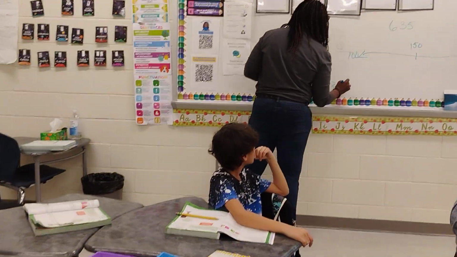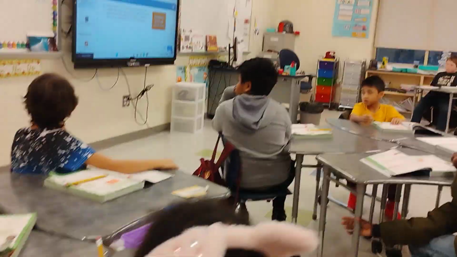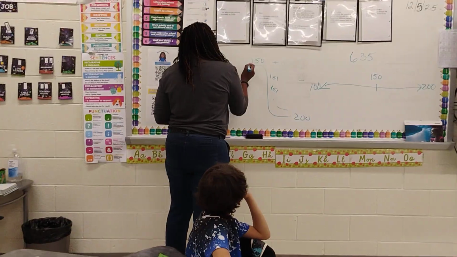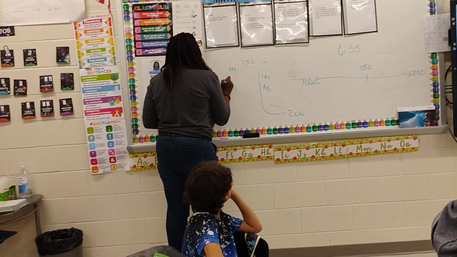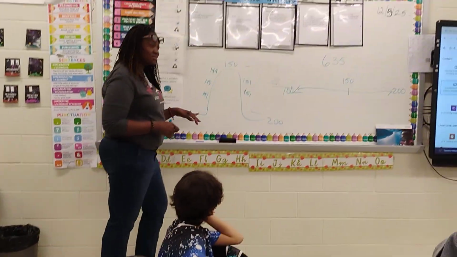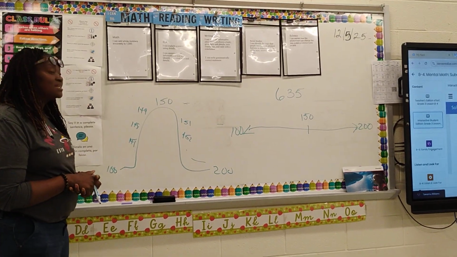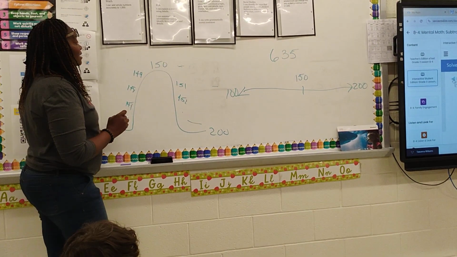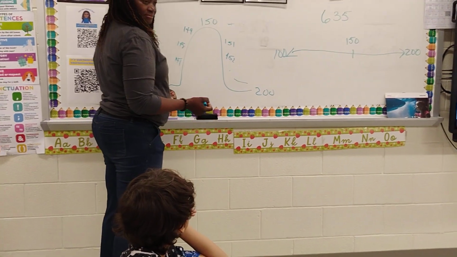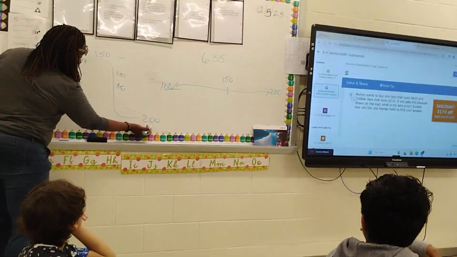You got 100. You got 200. You got 150. You got 151, 152, and so forth. Then going down, we got 149, 148, and 147. You see how it goes? So when we're trying to round it to the nearest 100, what will be the number? 200, because it's closer to 200.